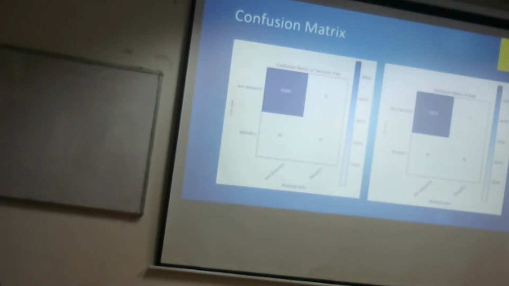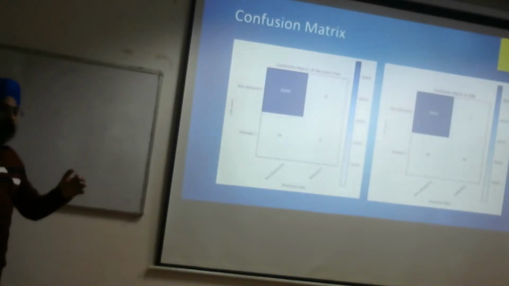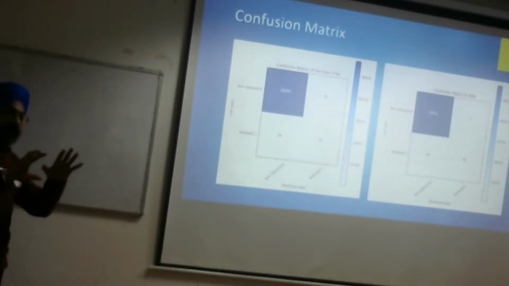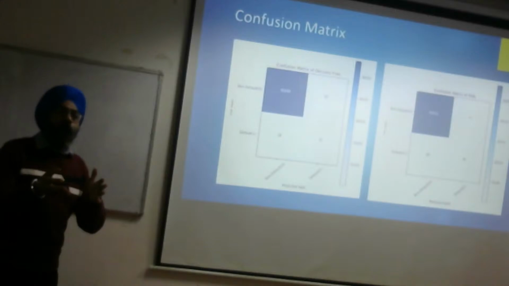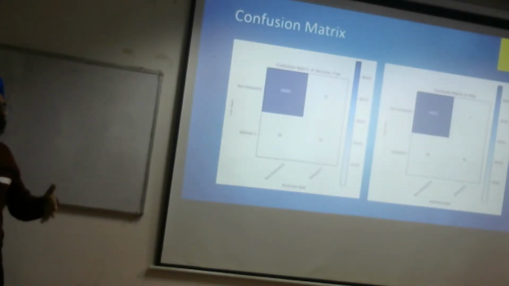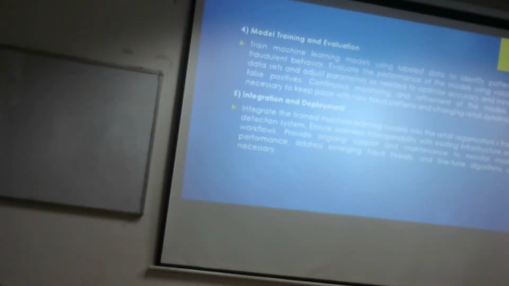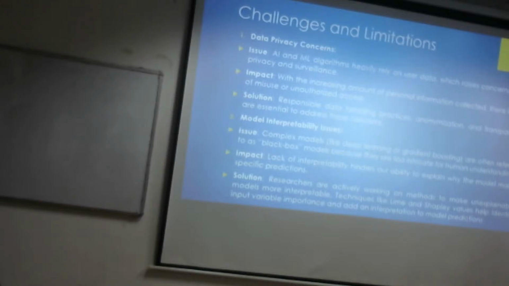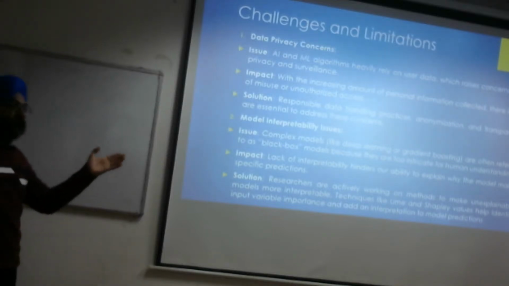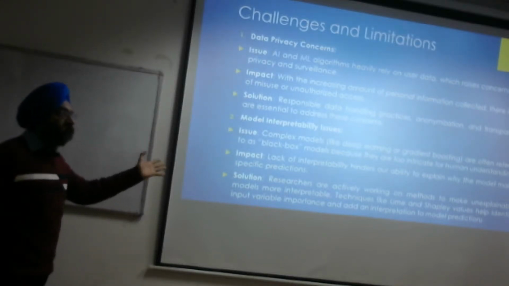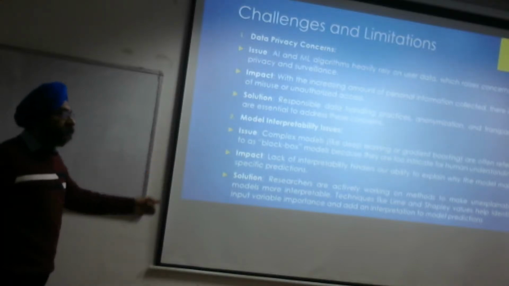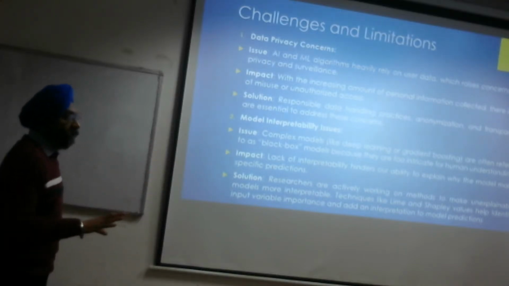Confusion matrix gives the overview of the complete data of false positive, false negative, and all other parameters: true positive, true negative, false positive, false negative. And accordingly, for various models we can find out the confusion matrix. I have not taken the data. This is the overview of the work which we used to do in machine learning.